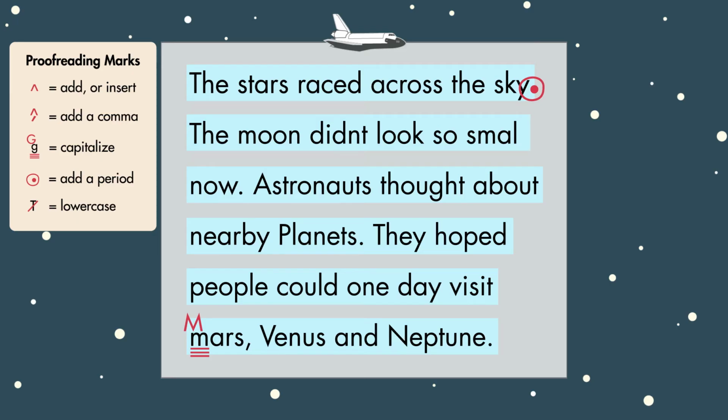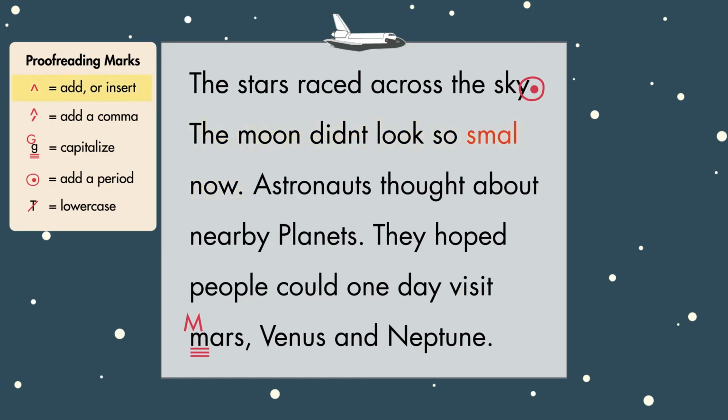Are any words misspelled? The word small should be spelled S-M-A-L-L. We can insert the missing letter with this proofreading mark. Then check the rest of the sentences.